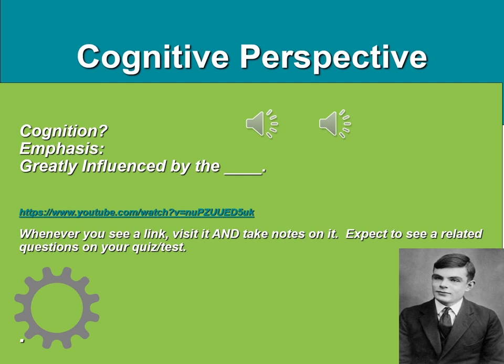So definitely associate thinking with this perspective, but in particular, how computers think, which is information processing, and that focus on information processing became translated into the focus of how humans engage in information processing. So when you think of the cognitive approach, think of the cog, think of Alan Turing, think of the computer, but most of all, think of human information processing.